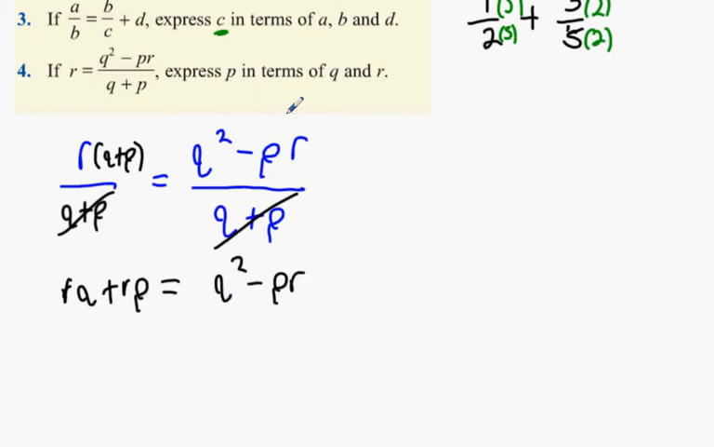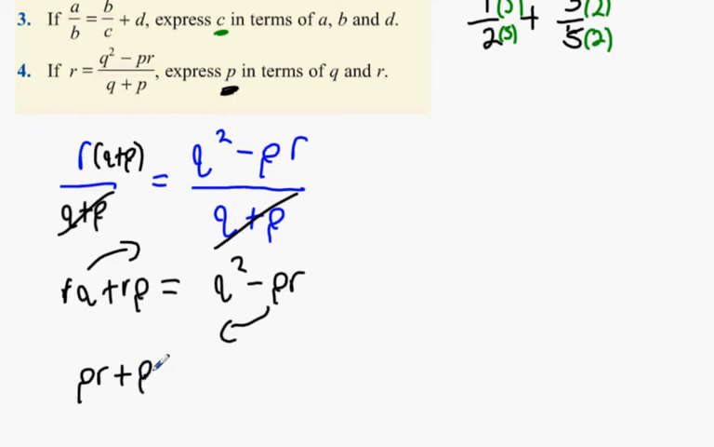Which letter am I looking to get on its own? P. Anything that has a P in it goes to the left. Anything that doesn't have a P in it goes to the right. Hence the RQ will go to the right, but the PR will go to the left. Okay, so we're going to get a PR, or RP, yeah? That's the same thing as PR, isn't it? Just the opposite way around. 2 multiplied by 3, same thing as 3 multiplied by 2.